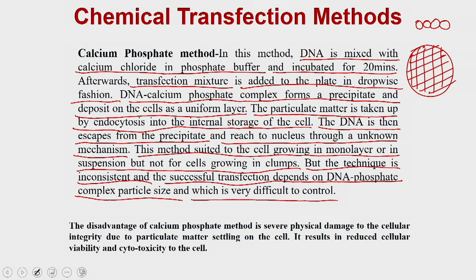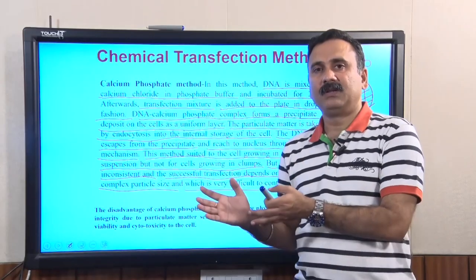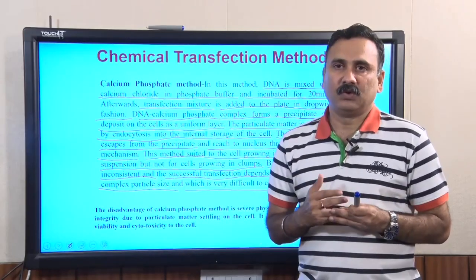If you can imagine that you are working with cancer cells and they are making multilayers, because you know that cancer cells stick to each other and form foci and those kinds of multilayered cells, then the calcium phosphate method is not very suitable or it may not give you optimal transfections. The same is true for suspension cells also.